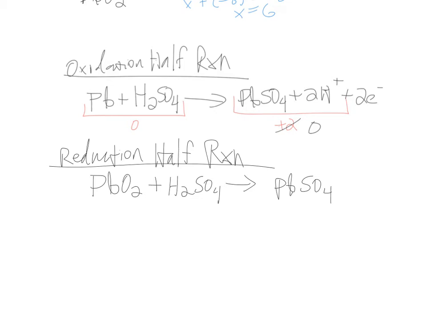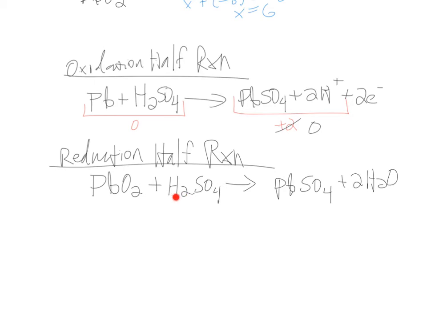Here we need some balancing. We've got 2 oxygens within lead 4 oxide, plus another 4 within sulfuric acid, and we only have 4 within lead 2 sulfate on the right side. So we need an additional 2 oxygen atoms, which we can find in water, and that needs to be added to the right side. Upon doing that, we've thrown off our hydrogen count.